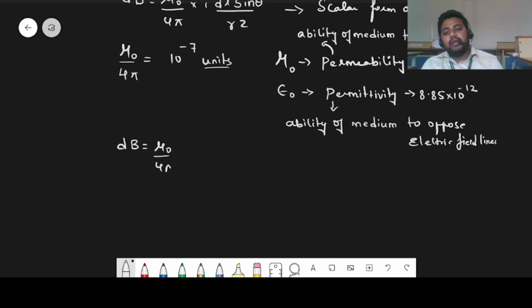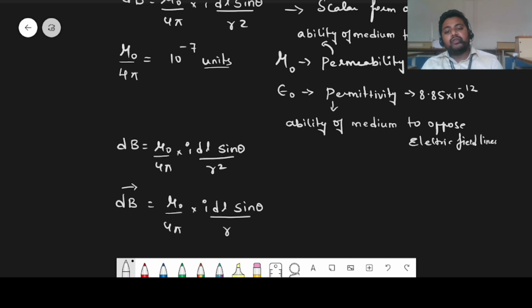If you are writing it in a vector form, dB bar is equal to mu naught by 4 pi into I dl sin theta divided by r square into r cap. We have to find what this r cap is. Okay, the unit vector we have to take in that particular direction, and that r cap is the direction of dB.